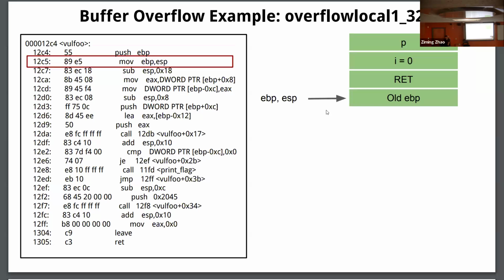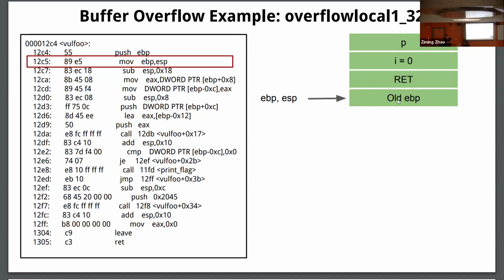Then after that, we are moving ESP to EBP. EBP is a register, ESP is a register. So in this step, we are not changing the memory. We're not changing the stack. The EBP previously points to somewhere much higher. Now its value is copied from ESP.